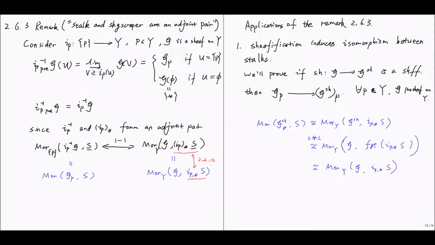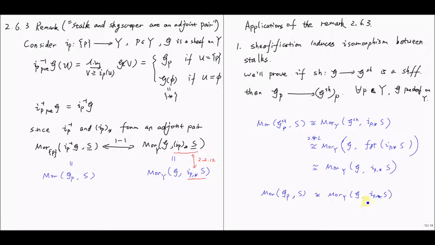But on the other hand, the same proof we've seen here shows that the pre-sheaf stalk is also adjoint to the skyscraper. By the uniqueness of the left adjoint, we have that the pre-sheaf stalk at P is isomorphic to the stalk of the sheafification at P.